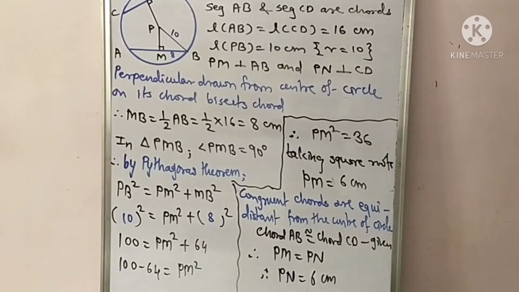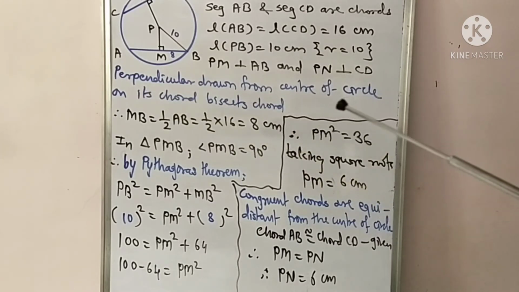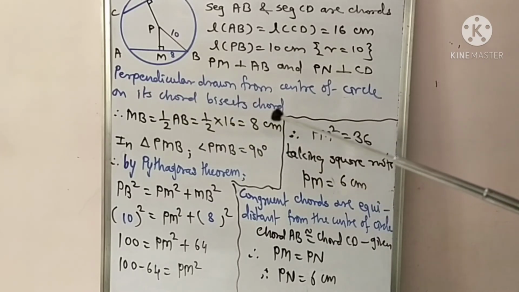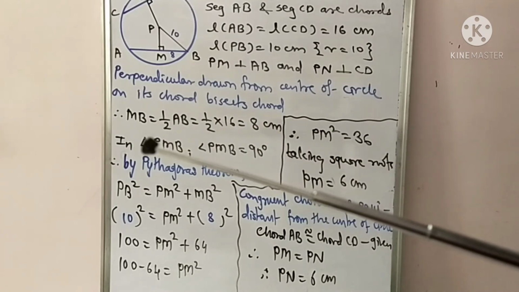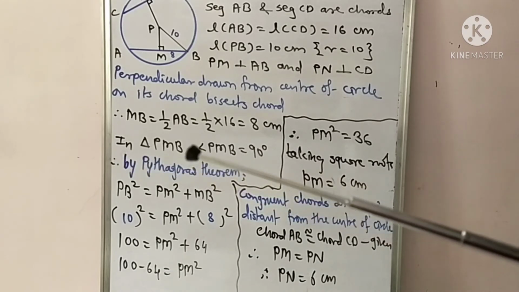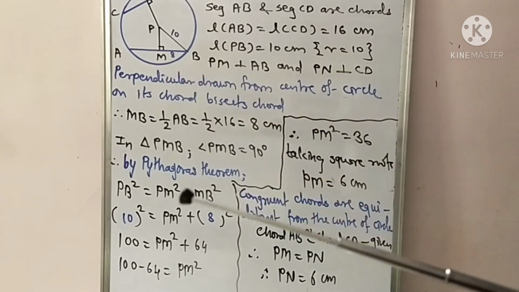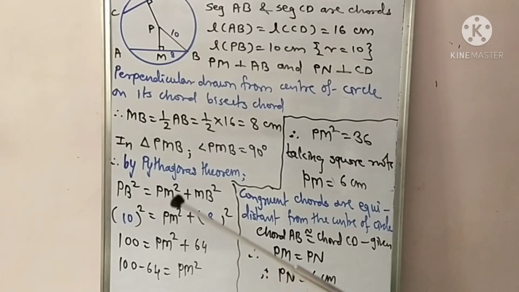Okay, so like this we write down the solution of the example. A perpendicular drawn from the center of a circle on its chord bisects the chord. So first we find that the length MB, which is half of AB, is 8 centimeter. Then in triangle PMB, angle PMB is 90 degrees because of the perpendicular. So by Pythagoras theorem, hypotenuse square equals the sum of squares of the remaining sides, means PB square equals PM square plus MB square.